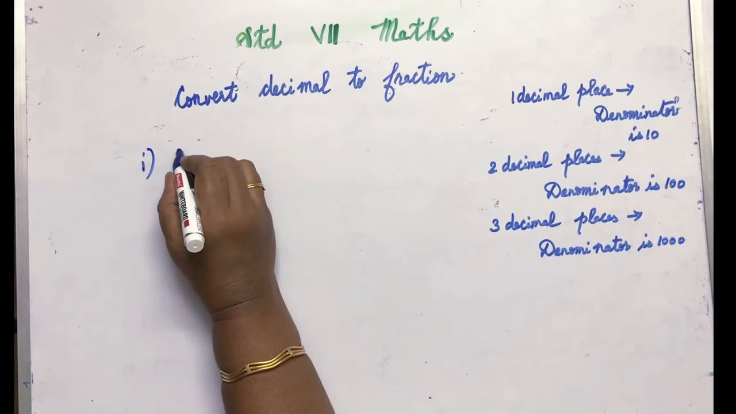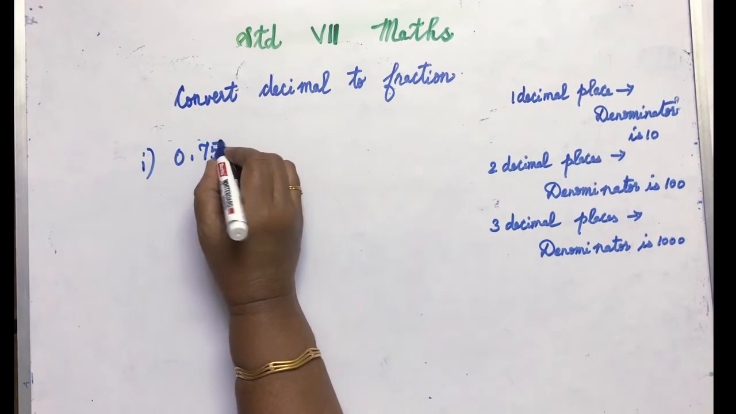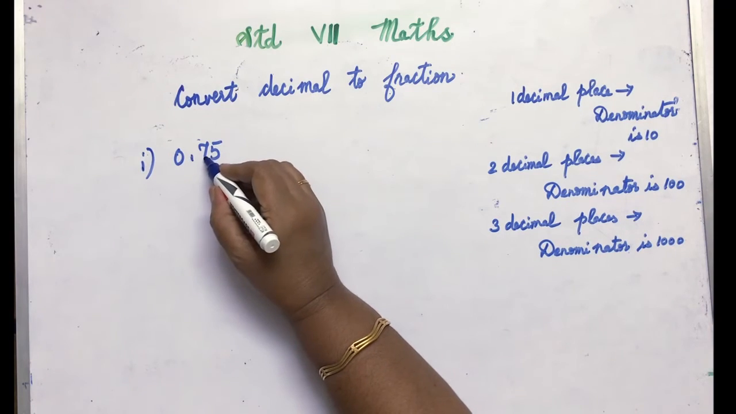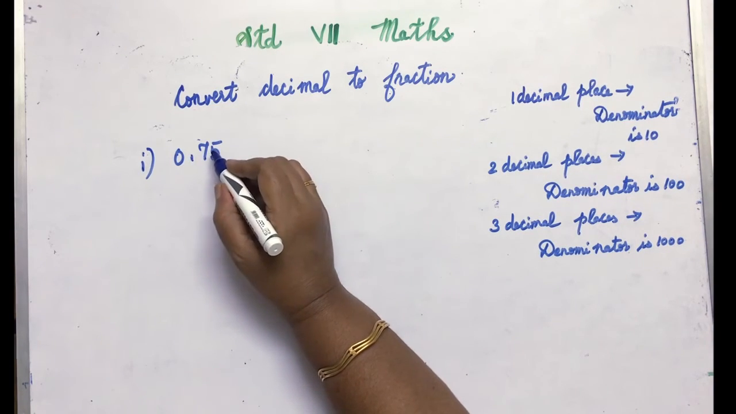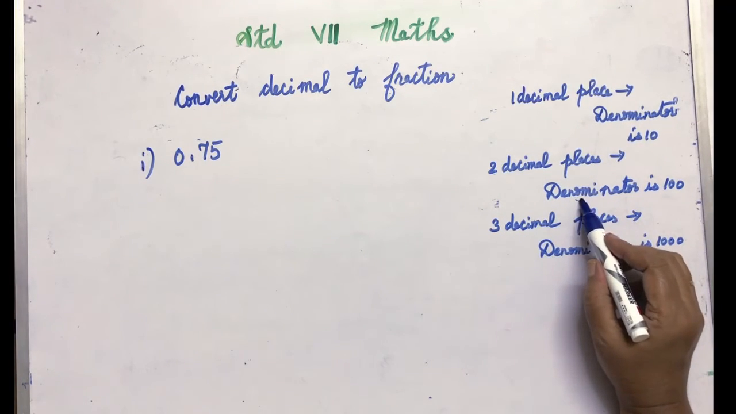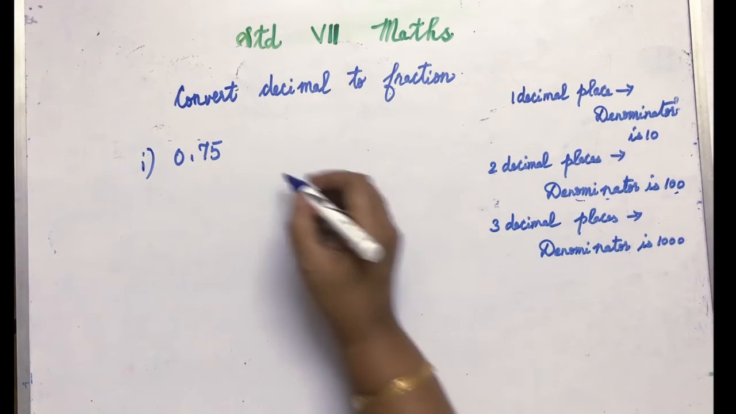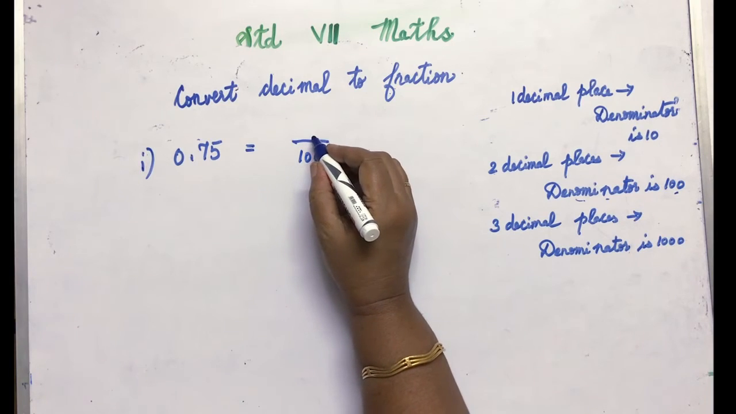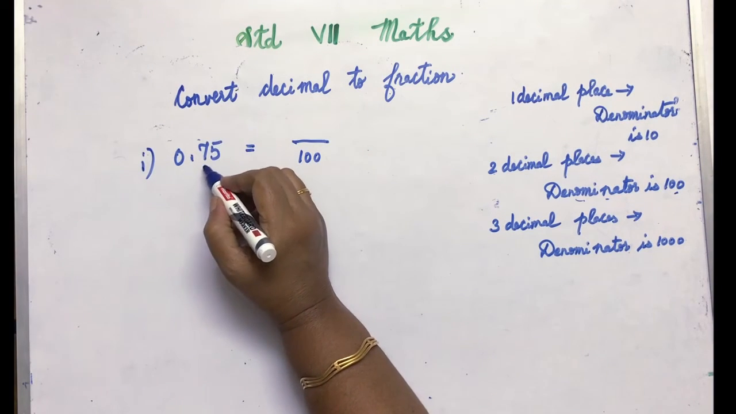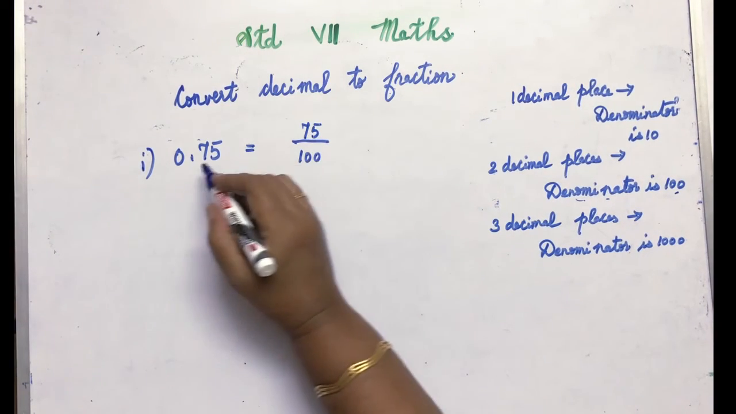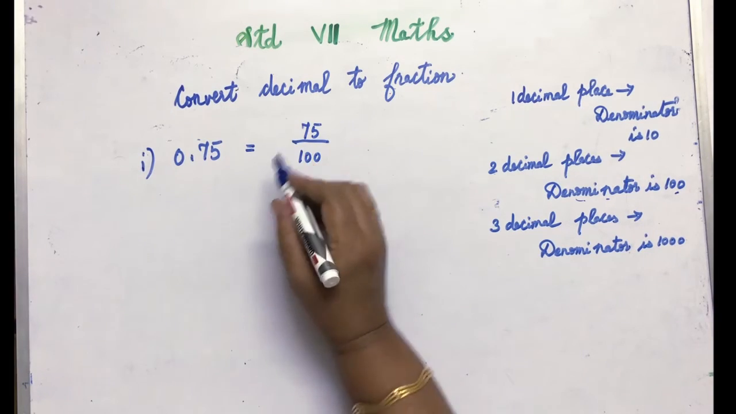First sum is 0.75. First we have to see how many numbers or how many places after the point. Here after the point we are having two places, that we call it as two decimal places. So if we have two decimal places, what we should write in the denominator? Denominator is 100. And what we have to write in the numerator? The number what we have here. So without the point we have to write 75. There is no whole number here.